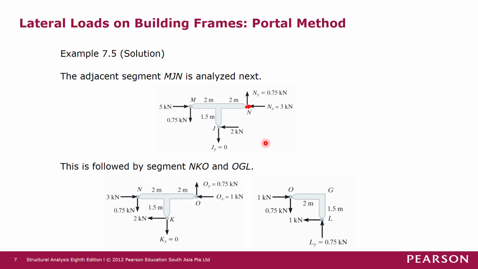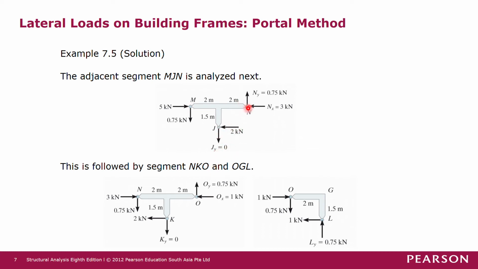To solve for the other unknown forces, next we can just sum moment at joint N. Joint N here, we have 5 kN force, Nx and Ny passing through joint N. So these three forces don't produce any moment about joint N. So we have only this 2 kN force, 0.75 kN force, and Jy creating moments about joint N.